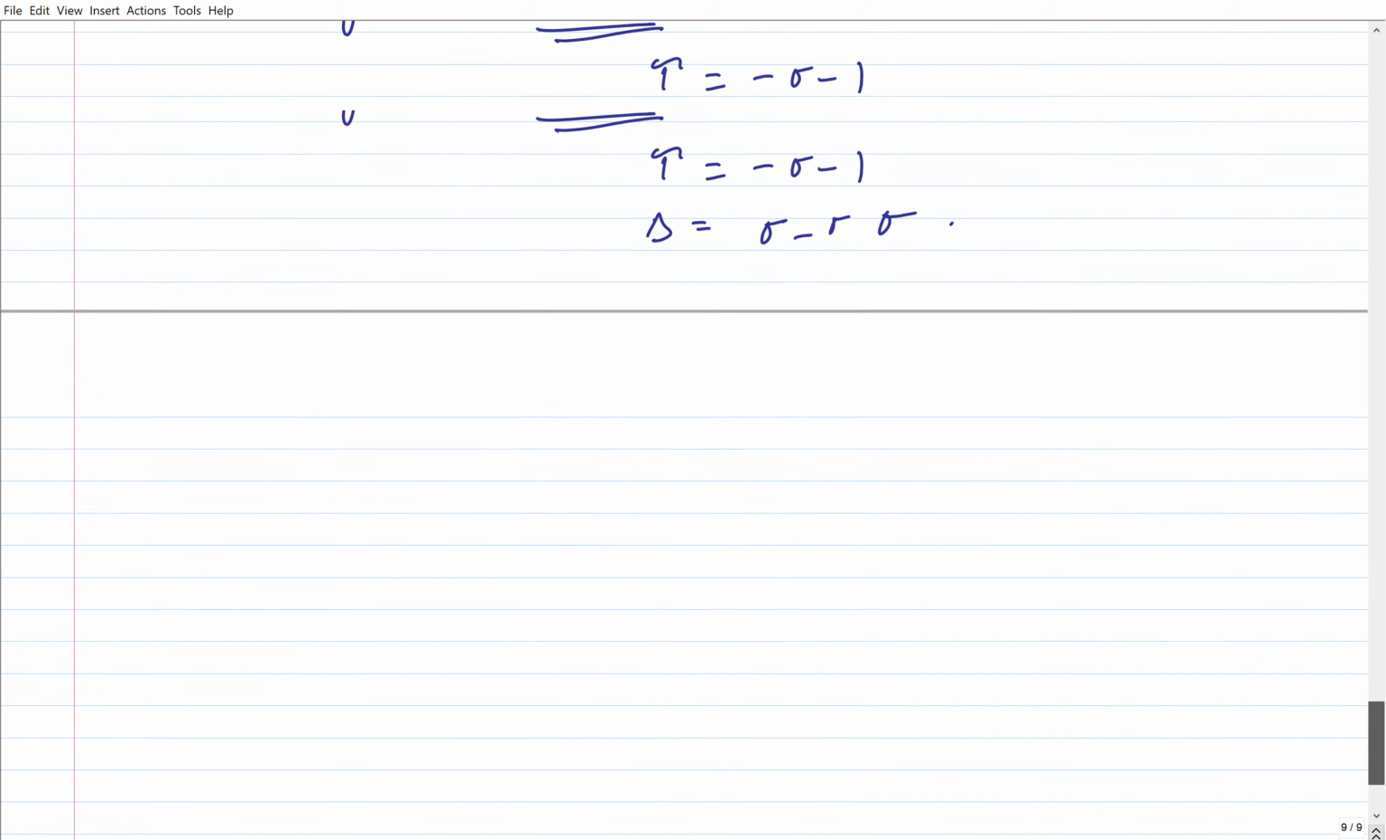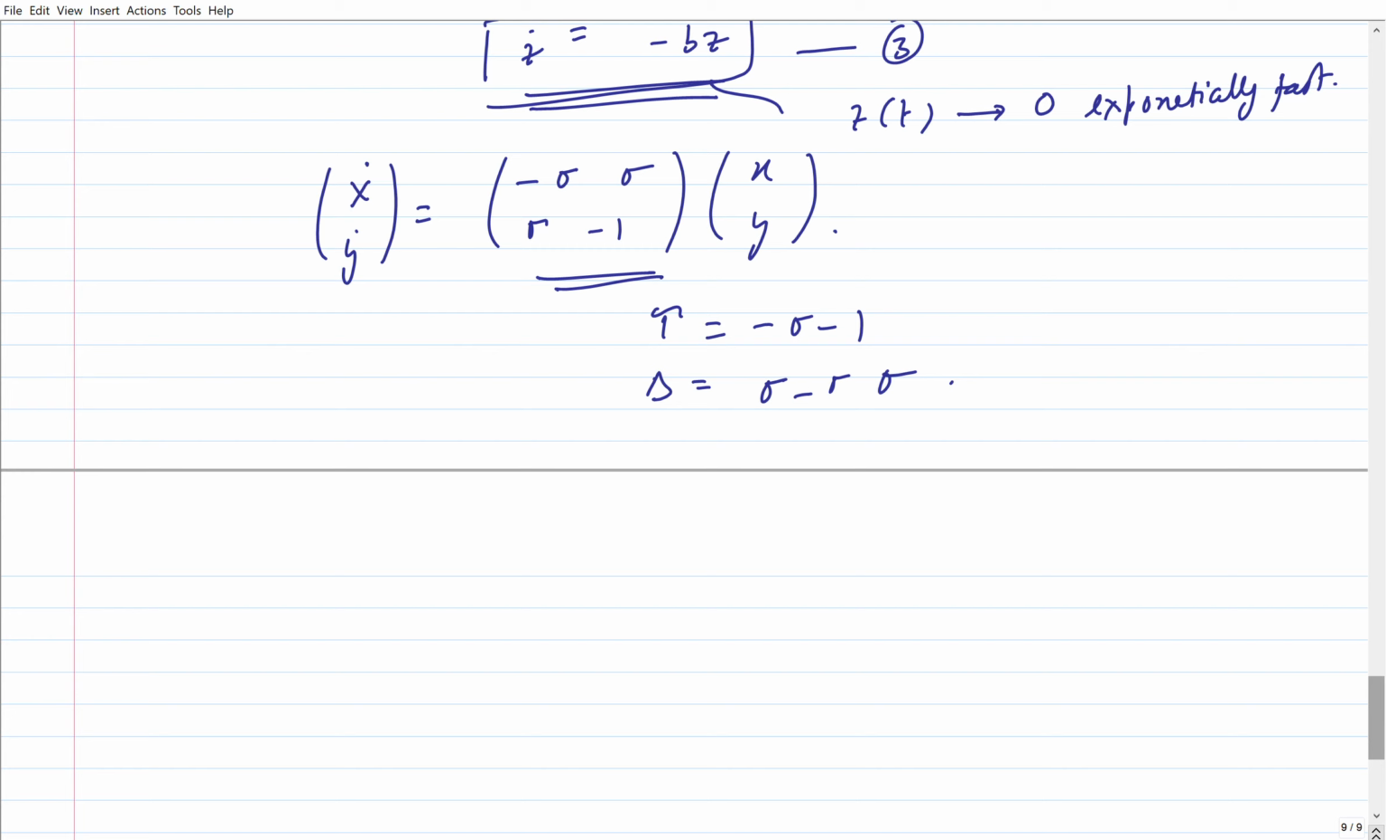So as you can see, for r less than 1, the trace is less than 0 and the determinant is greater than 0. That means the determinant is a product of the eigenvalues, so both have the same sign, and from the trace, both are negative. And in fact, you can actually calculate the eigenvalues. I have not shown that calculation.